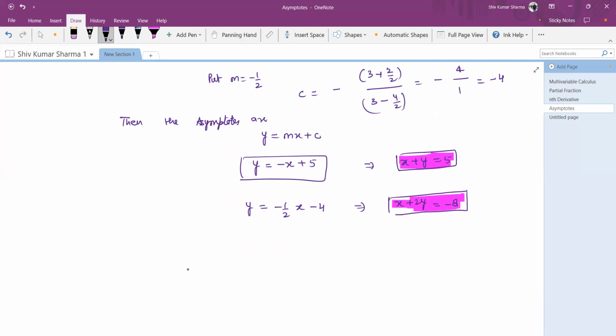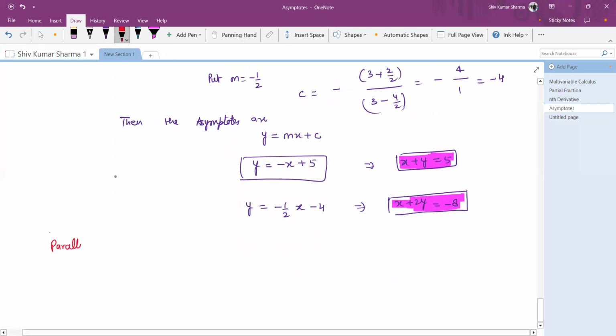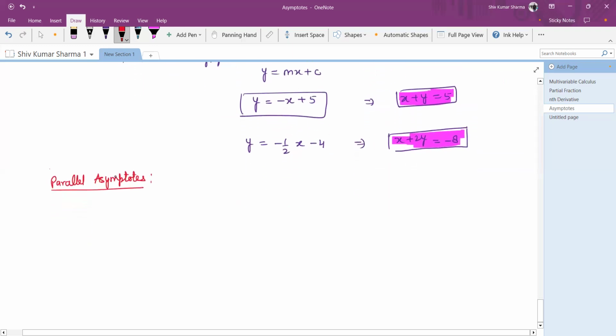Now here we discuss the parallel asymptotes. So how to obtain the parallel asymptotes? When we obtain parallel asymptotes, we obtain them along the axis.